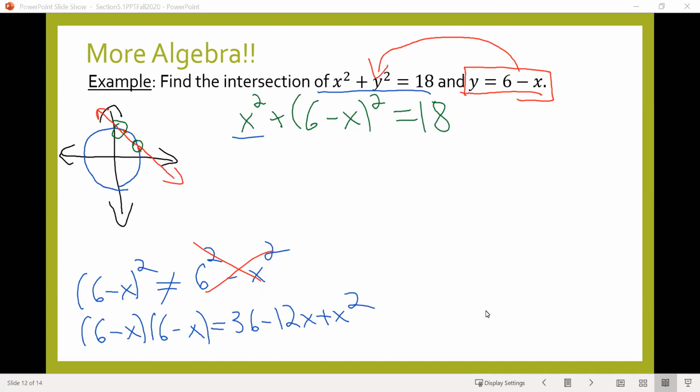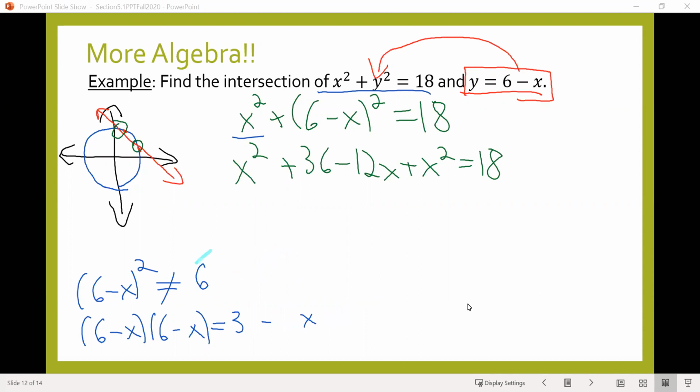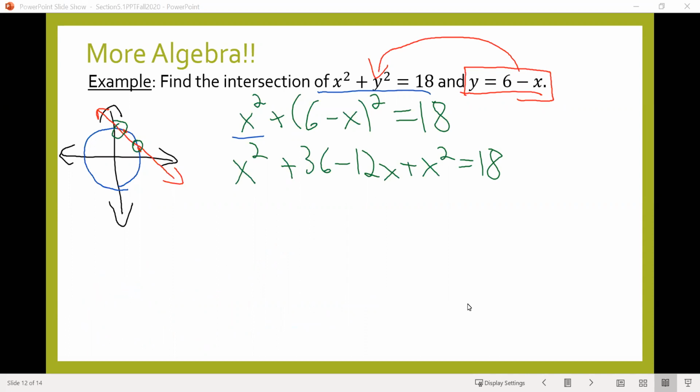Okay. So up here, what that's going to give us for our equation now is x squared plus 36 minus 12x plus x squared equals 18. And then on the left-hand side there, we have some like terms that we can combine. So I believe if we do that, we see we have the x squared and the x squared. So that becomes 2x squared.